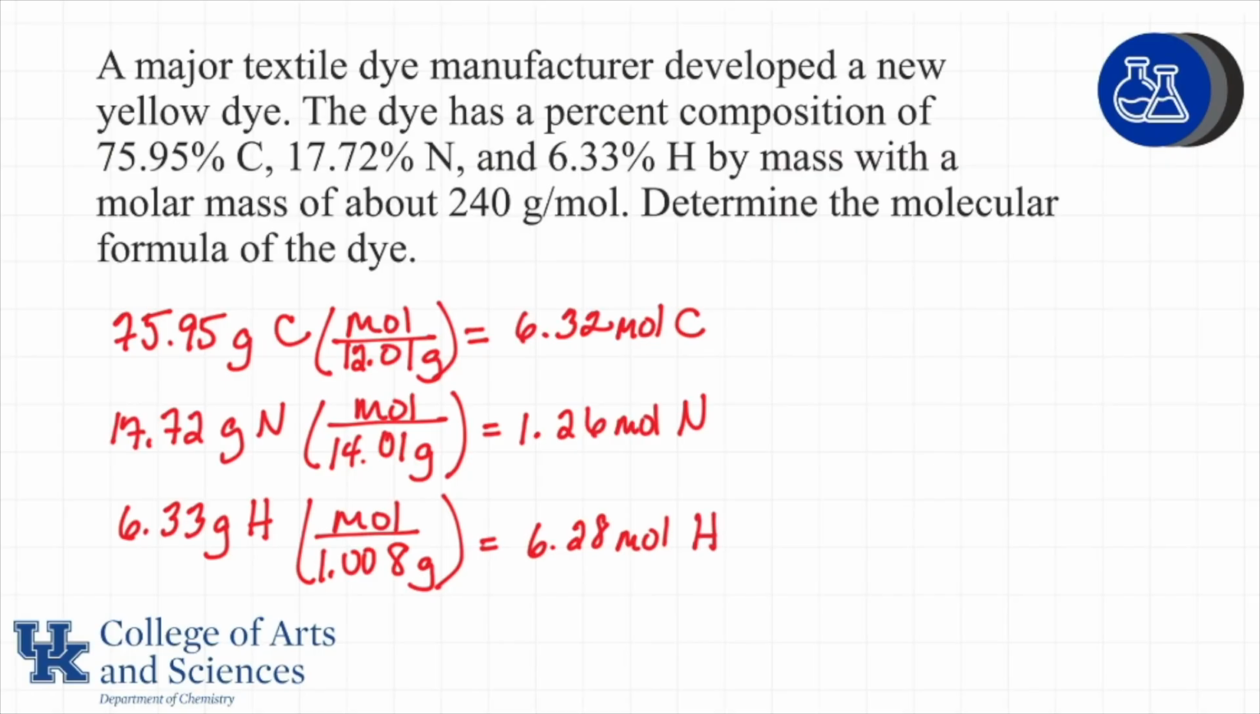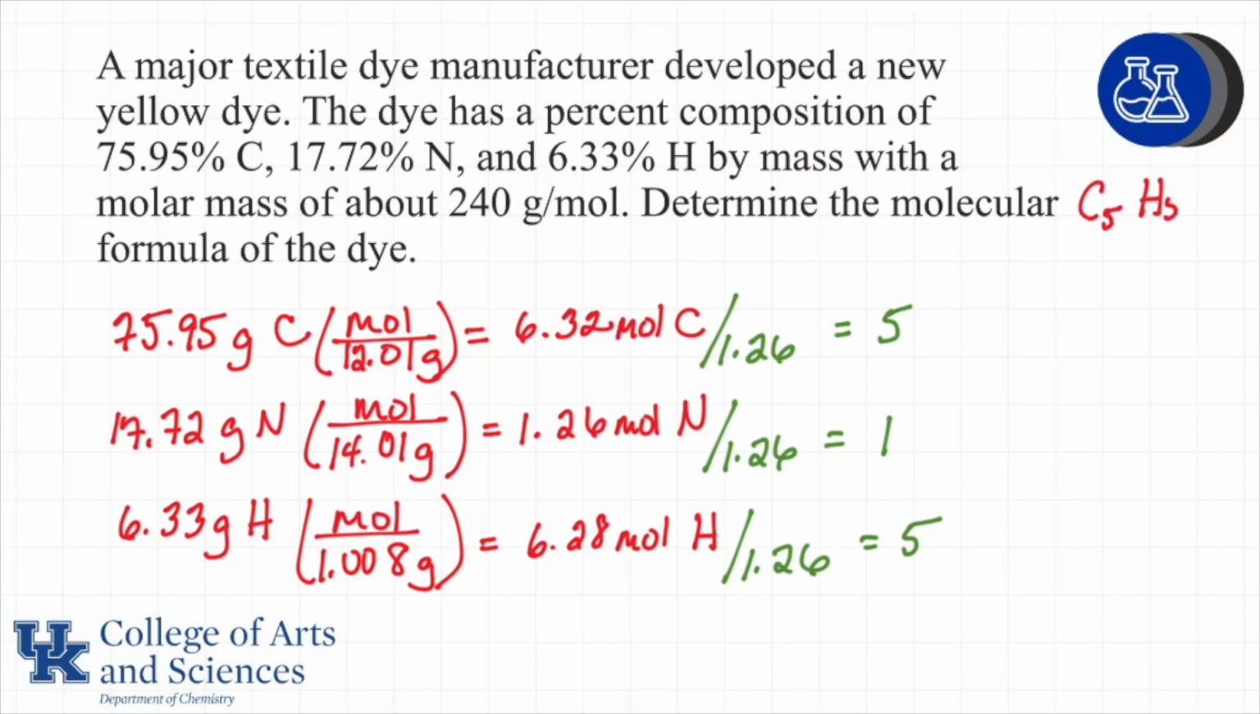Now we need to divide by the lowest number of moles, and we get 5 1 5. We can now write our empirical formula because we get whole numbers. We don't have to multiply anything here to get to a whole number. And we have C5H5N.